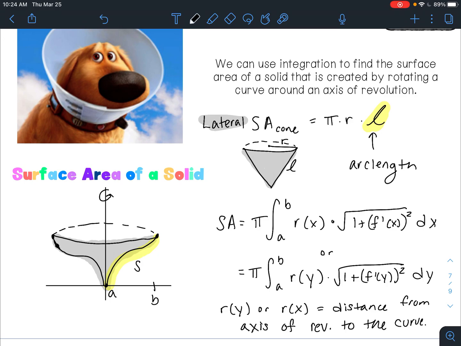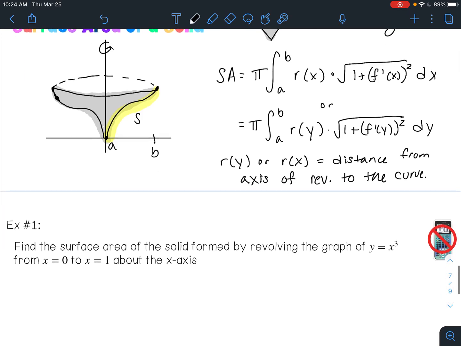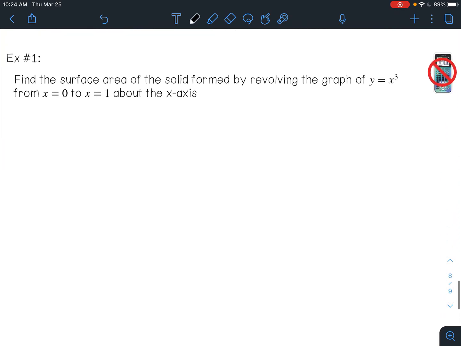So all we're really doing is combining the volume and arc length stuff together. We have the pi, which we're familiar with from our volume integrals. And instead of having a radius squared, we just have the radius because we're not going up to a three-dimensional unit. And then we're going to multiply by the arc length. So we're going to do a couple of these together to show how it works. We'll do the first one without a calculator.